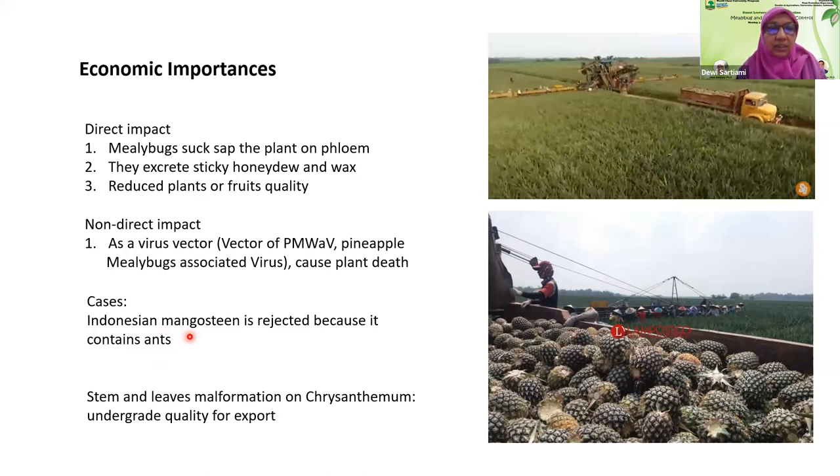Okay, what other cases of problems with mealybugs? Our chrysanthemum, we have to keep away from mealybugs because the mealybugs will lower the quality of the chrysanthemum. So we cannot send our chrysanthemum as export to other countries. So this is the economic importance of the mealybugs in Indonesia.